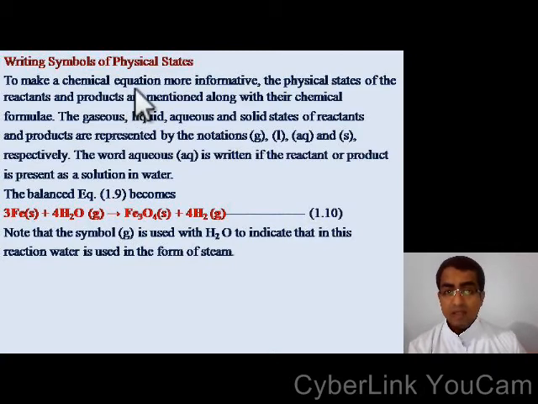So writing symbols of physical states now. To make a chemical equation more informative, the physical states of the reactants and products are mentioned along with their chemical formula. The gaseous, liquid, aqueous, and solid states of reactants and products are represented by the notations. For gaseous state, we put g. For liquid, we put l. For aqueous state, we put aq. For solid state, we put s. So the word aqueous is written if the reactant or product is present as a solution in water.